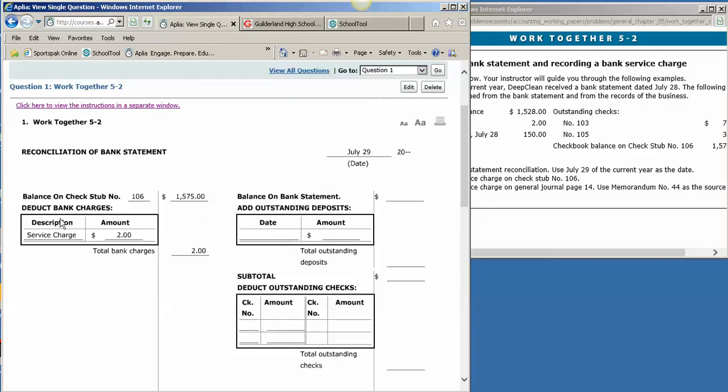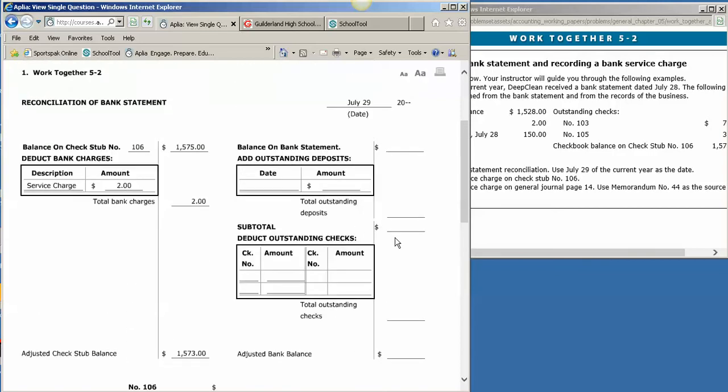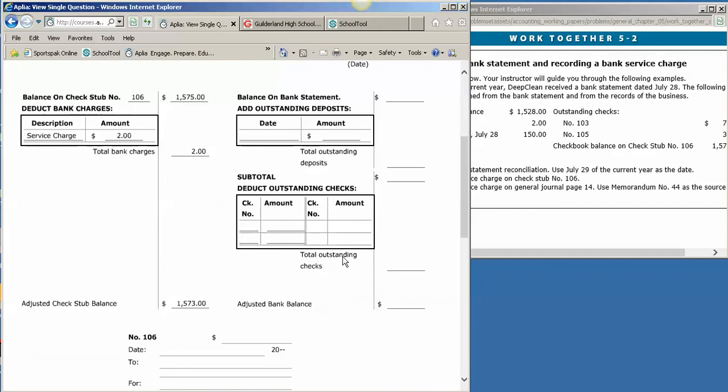Now, if we've got a deduction that the bank took, but we don't have that in our records, in the balance in our checkbook, we're going to have to subtract that service charge information and have a new balance on our checkbook of $1,573. Now we go over to the other side, and we work on what the balance is from the bank statement.